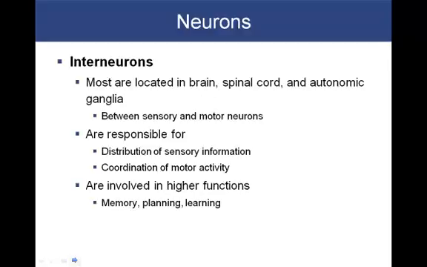And then lastly, the interneurons. These are mainly located within the central nervous system, the brain and the spinal cord. And these neurons tend to lie between sensory and motor neurons. Their responsibilities include distribution of sensory information, and they also play a very pivotal role in coordinating motor activities. In the brain, interneurons play an important part in the formation of memories, learning, as well as the planning regions of the brain.